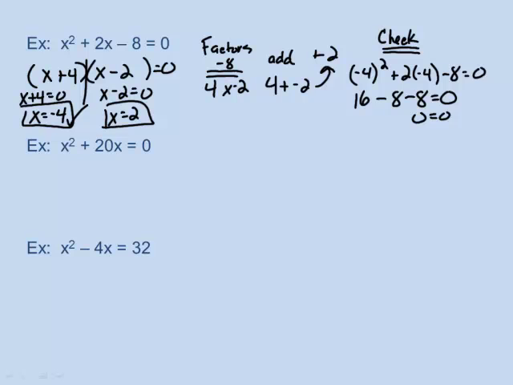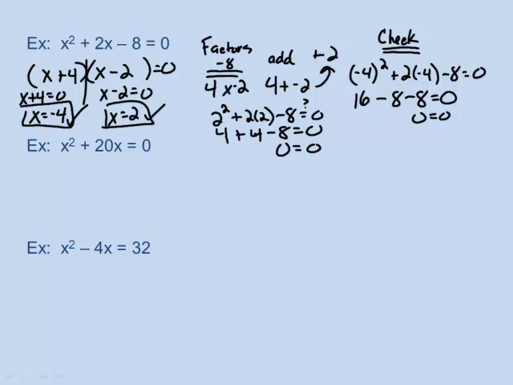If we put in a positive 2, we'd get 2 squared plus 2 times 2 minus 8 equals 0. Here we'd get 4 plus 4 minus 8 equals 0. And 4 plus 4 is 8. 8 minus 8 is indeed 0. That one also looks good and checks out.